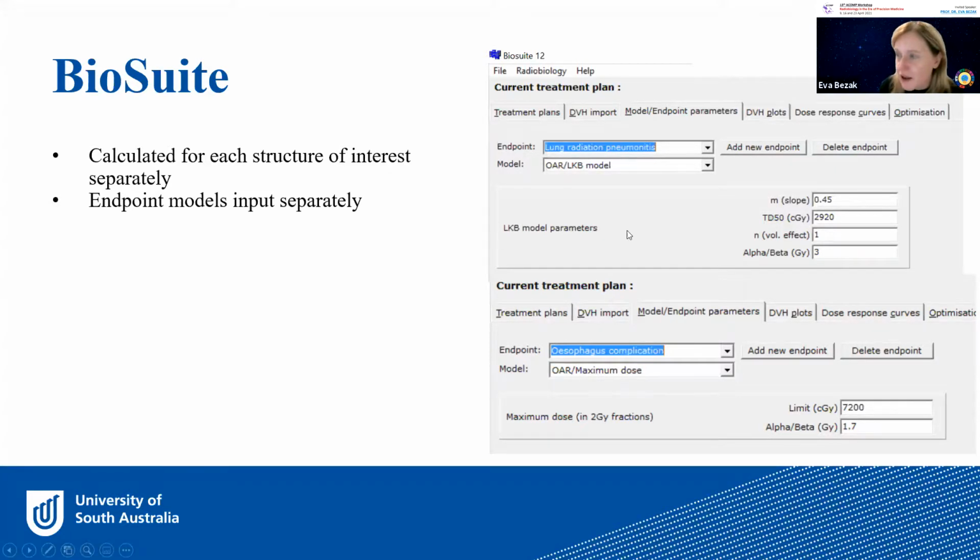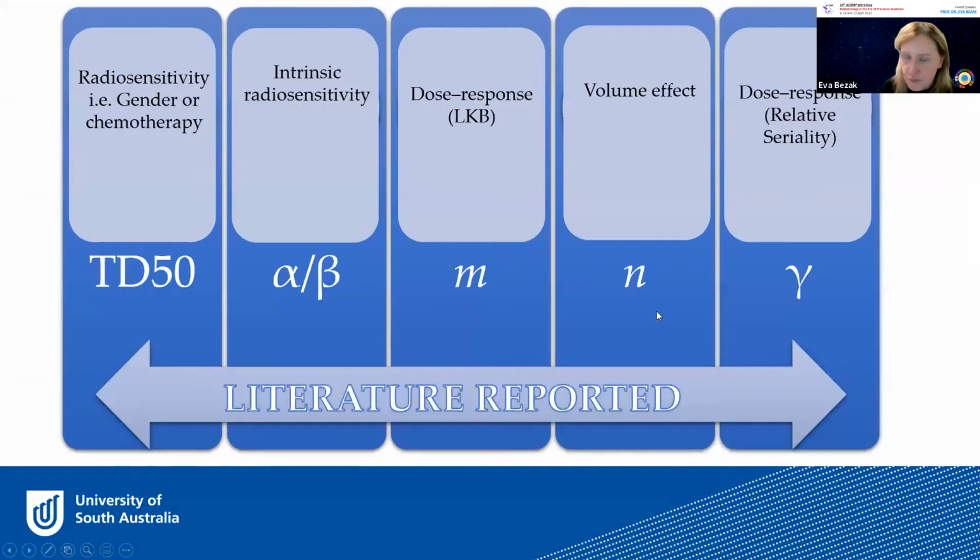You can select an endpoint of interest. For example, I can look at radiation pneumonitis, or I can look at the complications of the esophagus. I can select the model. For example, I want to use the Lyman-Kutcher model, and then I can enter these parameters: slope, TD50, volume effect, and alpha beta ratio. I can then play with these individual parameters and have a look at how they affect the calculated normal tissue complication probability.